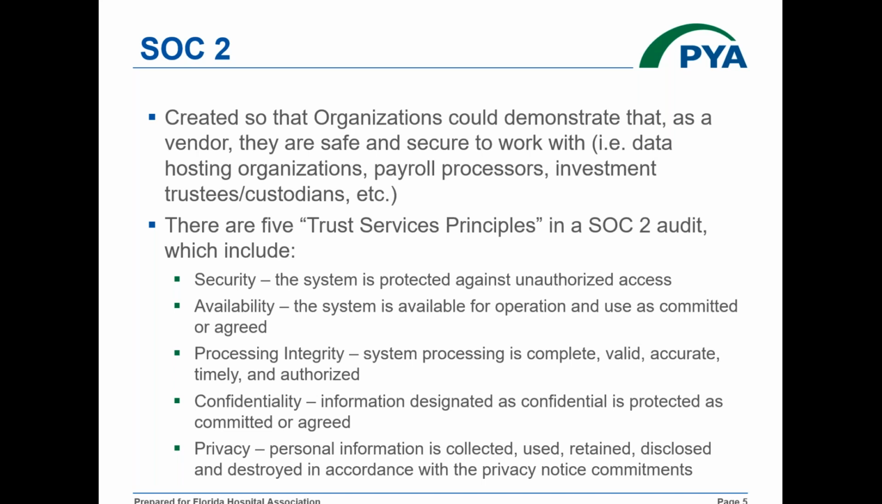The third trust principle is processing integrity. This is the principle that covers whether the system processing is complete, valid, accurate, timely, and authorized. The fourth trust principle is confidentiality. This is the principle that looks to see that information designated as confidential is protected as committed and agreed upon.